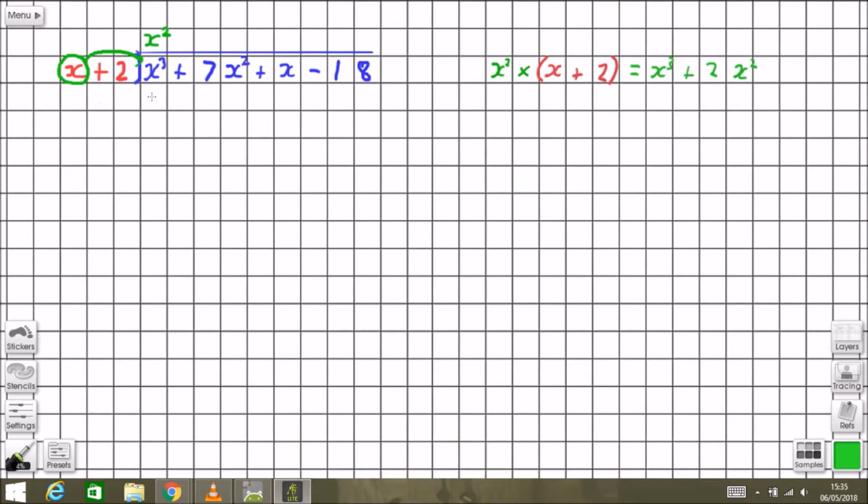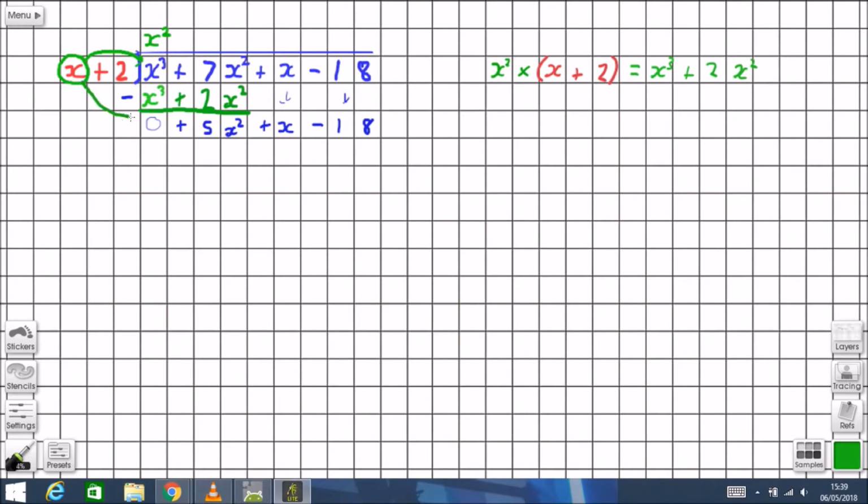So that's the first part of our division done. We're just going to remove this to find out what's the remainder when we divide by x squared. Well, it's going to give us this green term taken away from the blue term to find the remainder. x cubed minus x cubed gets rid of the x cubed terms and leaves us with plus 5x squared. We'll bring down the x and the negative 18 because they weren't part of our division so far.